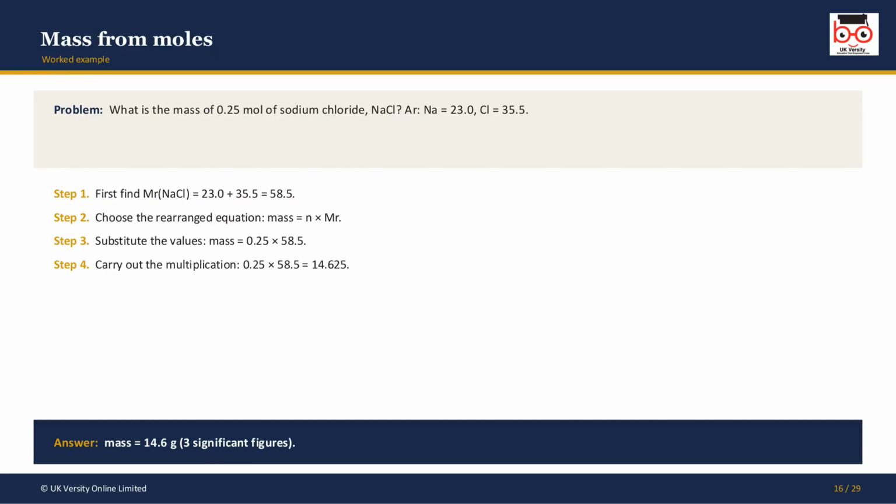Now the reverse, finding a mass from moles. What's the mass of 0.25 moles of sodium chloride, given sodium is 23.0 and chlorine 35.5? First work out the Mr of sodium chloride: 23.0 plus 35.5, which is 58.5. Now use the rearranged form, mass equals N times Mr. Substitute: mass equals 0.25 times 58.5. That multiplication gives 14.625, which we round to 14.6 grams to 3 significant figures.